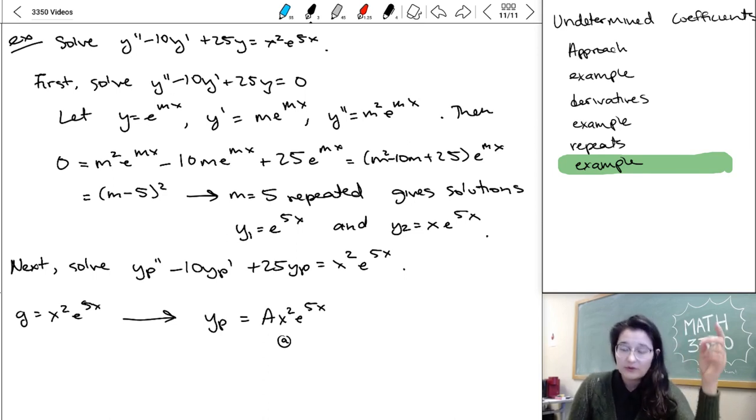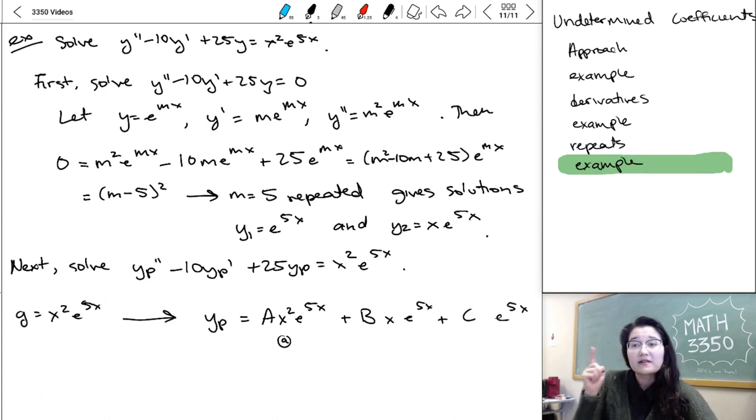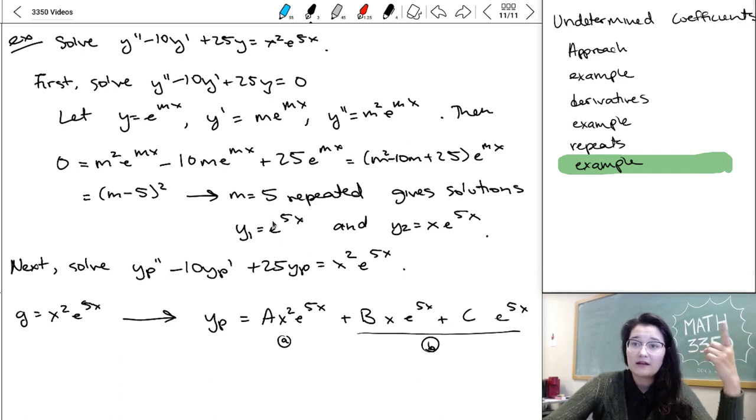And then I need all the derivatives. So I've got b x e to 5x plus c e to 5x. When you take derivatives of x times e, you just go down powers of x until they go away. And so these two right here are my derivative terms that come from b. Now is where it gets a little bit complicated. I need to do that check, that I don't repeat any functions that appear in my fundamental solution set right here. So I can't have e to 5x and I can't have x e to 5x.